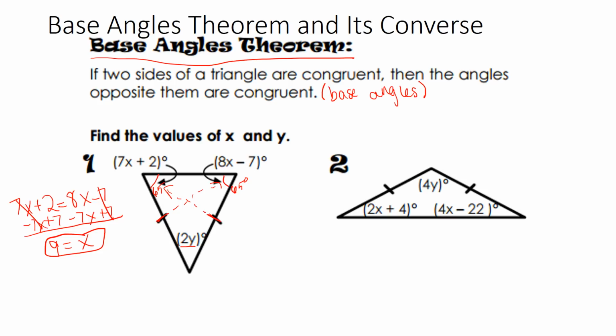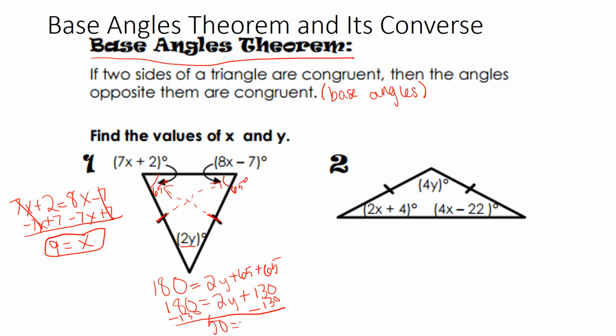We also know from the interior angles sum theorem that the sum of the interior angles in a triangle is 180 degrees. So 180 equals 2y plus 65 plus 65. That reduces to 180 equals 2y plus 130. Subtract 130 from both sides: 180 minus 130 is 50, equal to 2y. We get y is equal to 25.